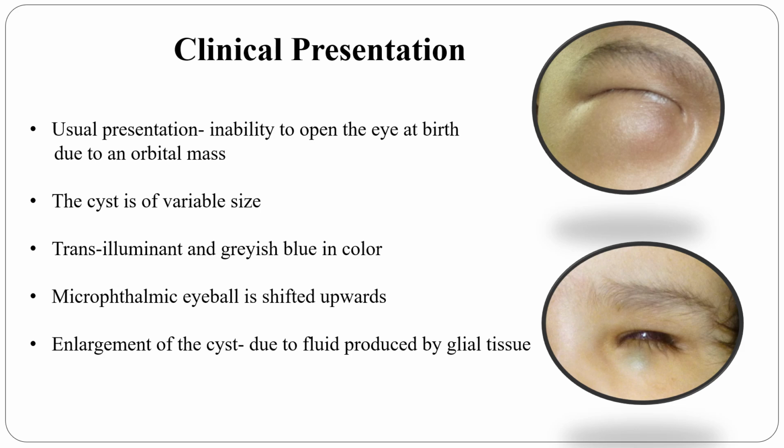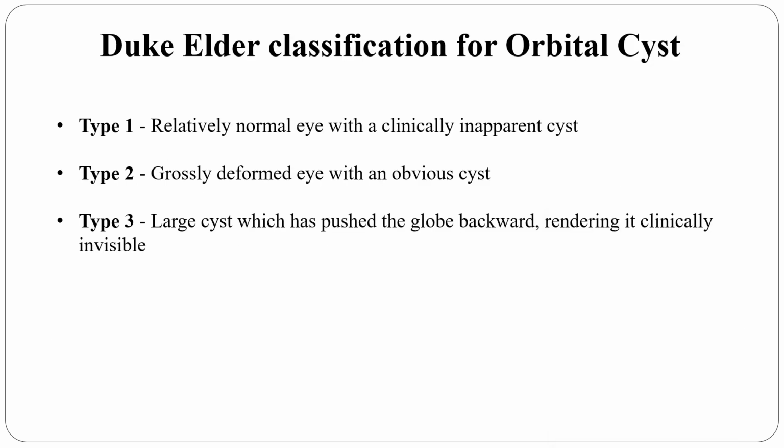Clinical presentation. Usual presentation is inability to open the eye at birth due to an orbital mass. The cyst is of variable size, transilluminant and grayish-blue in color. The microphthalmic eyeball is shifted upwards. Enlargement of the cyst is due to fluid produced by the glial tissue.